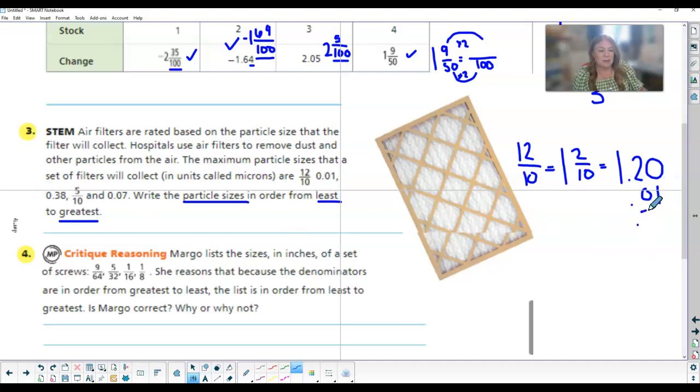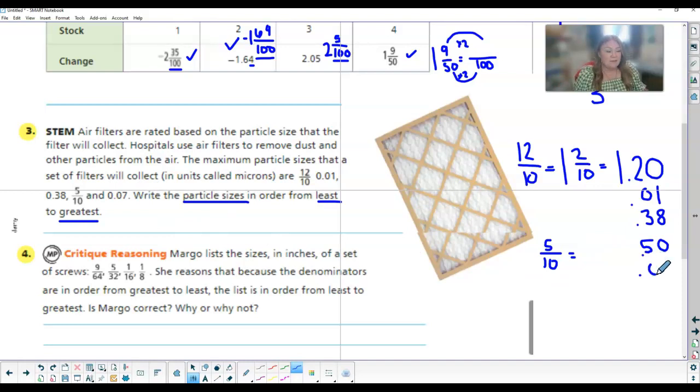38 hundredths. I'm lining up all my decimals so I can easily compare them. 5 tenths. Okay, so we have 5 tenths. I can easily write 5 tenths as a decimal. It's 0.5. That's the tenths place. And I can just add the 0 here, 50 hundredths. So anytime we have tenths and hundredths, those are easy to turn into decimals.